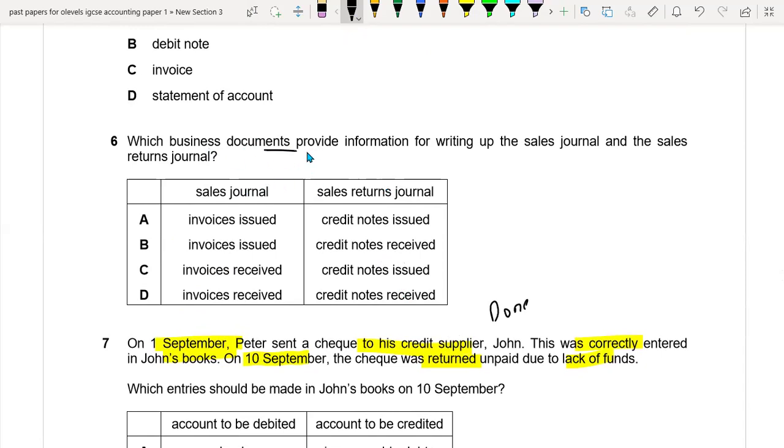Question number 6. Which business document provides information for writing of the sales journal and the sales return journal? Okay, so now this is very easy. For the sales journal, we will be using the invoices, and for the sales return journal, we will be using the credit notes. So A is the right option, because when we receive the invoices, we record them in the sales journal, and when our customer returns some products to us, we issue them the credit notes. So that's why we use the credit notes for recording the sales return journal. So A is the right option.